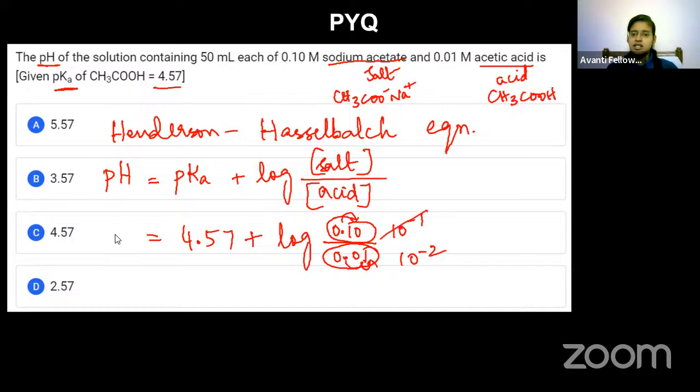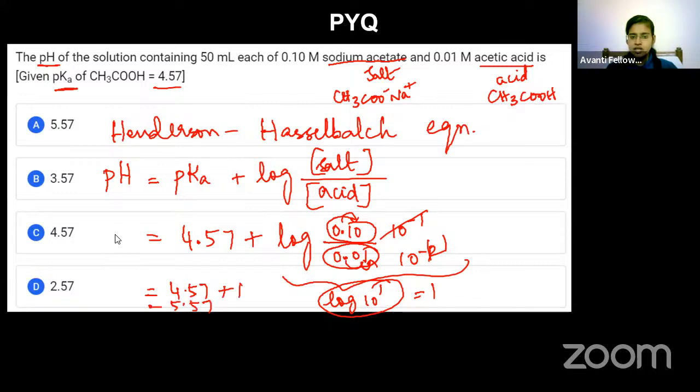If I cancel this, I will get 10 to the power minus 1 in the denominator. If that goes to the numerator, I will have log of 10 to the power 1. What is the log 10 value? It is 1. So log 10 is equal to 1. So 4.57 plus 1 is equal to 5.57. So the correct answer is option A. Able to understand for all? Do you have any doubt?